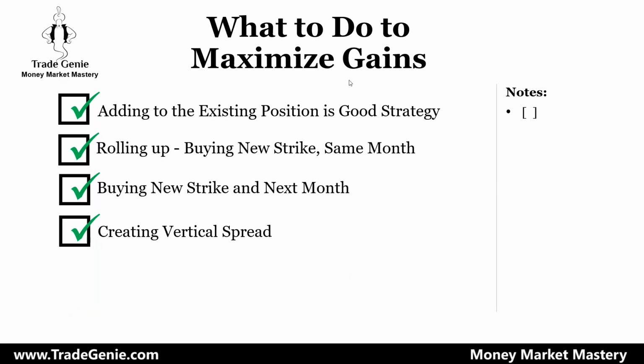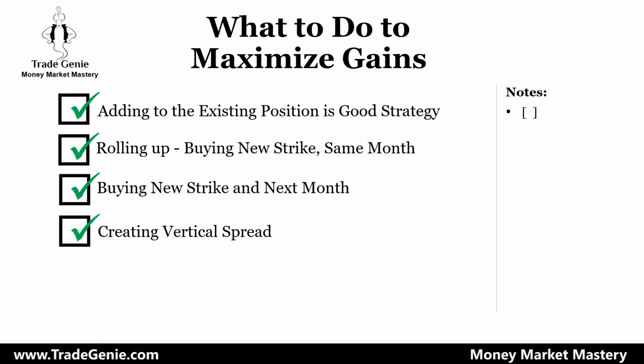So what to do to maximize gain? Adding to the existing position is a good strategy. People say never, never, never average down a losing position. First of all, don't ever say ever or never. That's not right. You can add to an existing losing position if you can clearly identify it as an entry point. So you need some criteria for analyzing that.